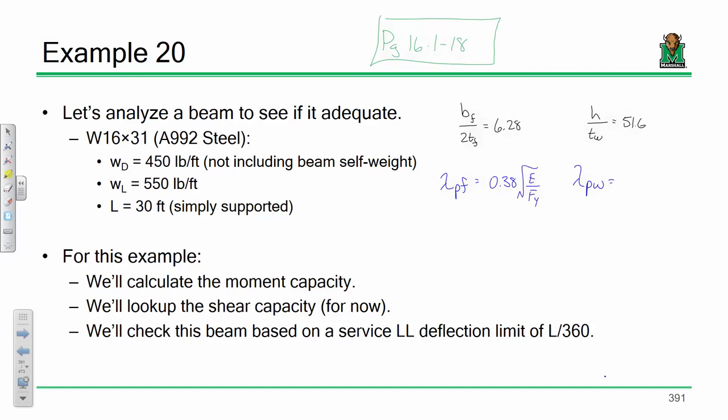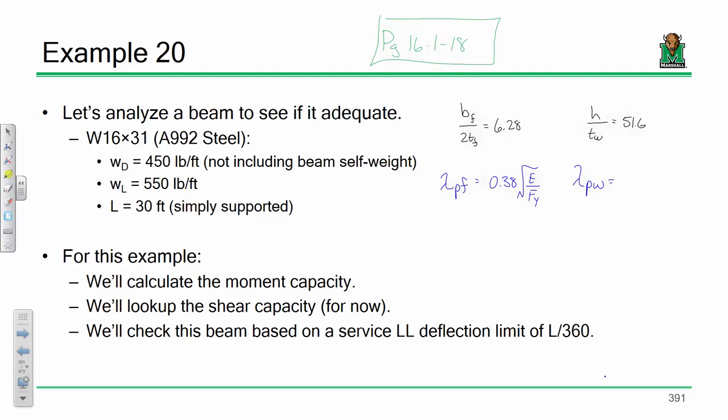Remember for columns, we had a lambda RF, and it was 0.56 square root of E over FY. And then we had a lambda sub RW, it was 1.49 square root of E over FY. So that was for columns.